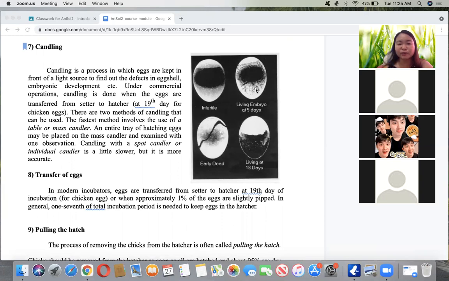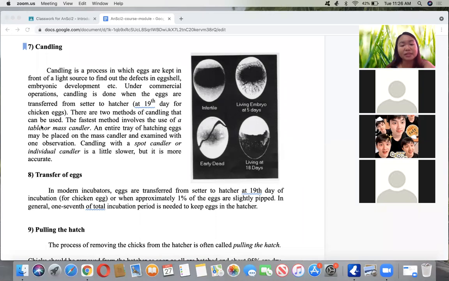So candling, this is now what we call an infertile egg. Pag makikita mo after candling, a living embryo at 5 days, ito early dead na talaga siya. Ito living at 18 days na. Ito yung makikita mo when you do the process of candling. So eggs are kept in front of a light source to find out the defects in eggshell, embryonic development and others. In commercial operation, this is done when the eggs are transferred from the setter to the hatcher at the 19th day for chicken eggs. So isi-set siya ng 18 days, in the 19th day magka-candling.